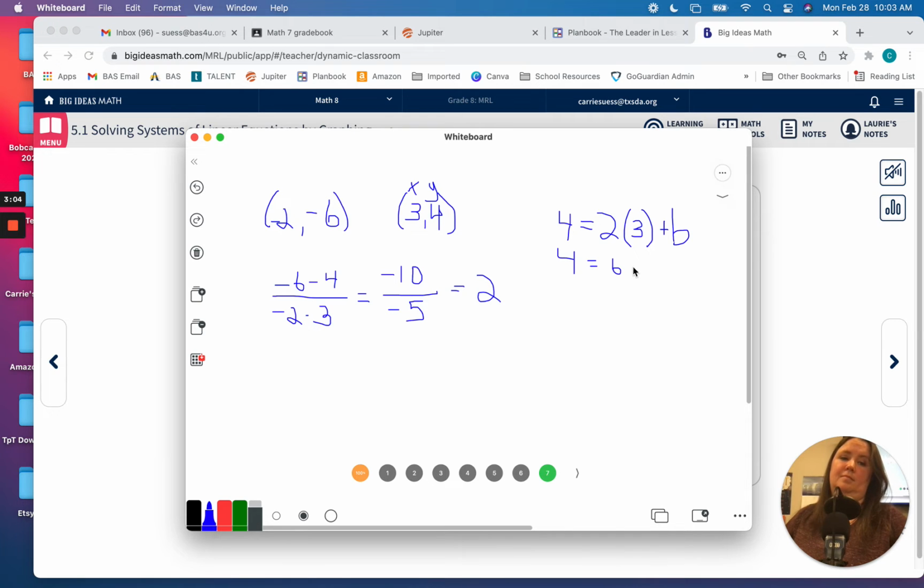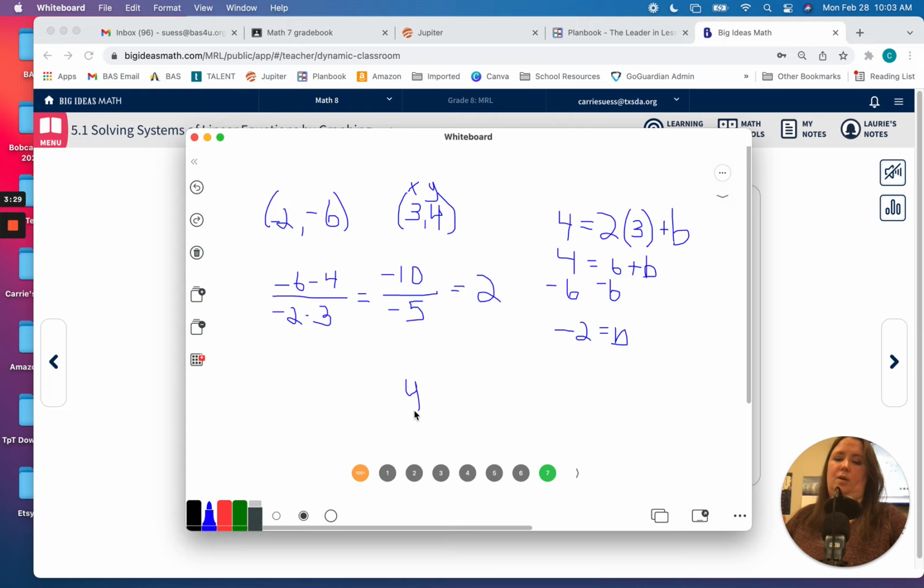Subtract. That looks like a b, doesn't it? Okay, well this is the b. So I'm going to subtract 6. It's because I'm writing with my hand instead of a mouse. It's very difficult. What's 4 minus 6? -2. So do I have my y-intercept now? Yes. So now I can write my slope-intercept form.